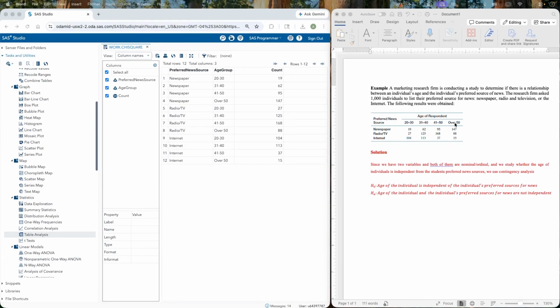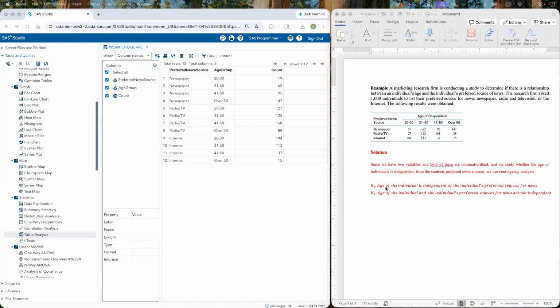Because we have 2 categorical variables and we are studying the relationship, if there is an association between age of the respondents and their preferred news source, then we are going to use something called contingency analysis, or the analysis of independence, or the analysis of association. In this case, we use the chi-square test or Fisher's exact test, which is in the same group as the chi-square.